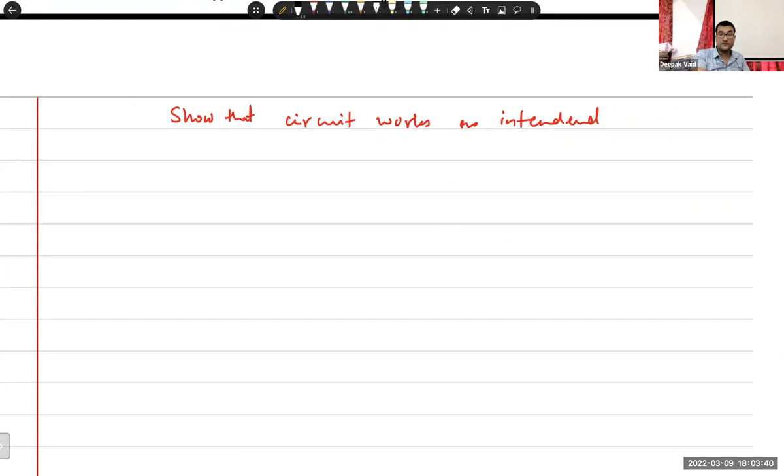Okay. So now, how do we perform the error recovery? Right? How do we do the error recovery? So let's say that there is a bit flip error on the first qubit.